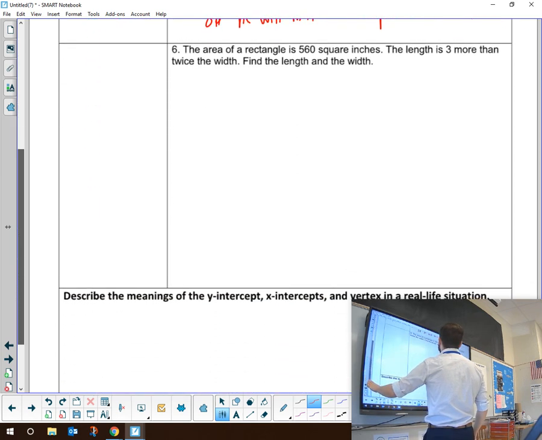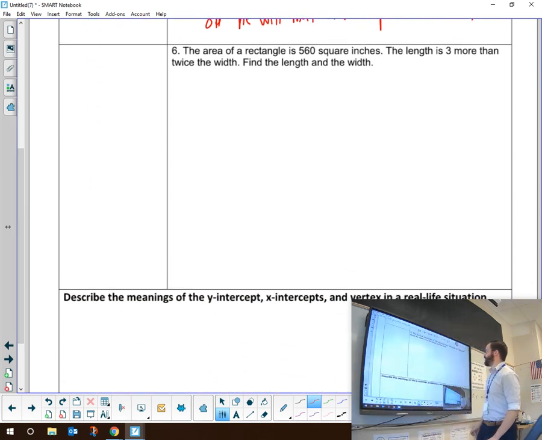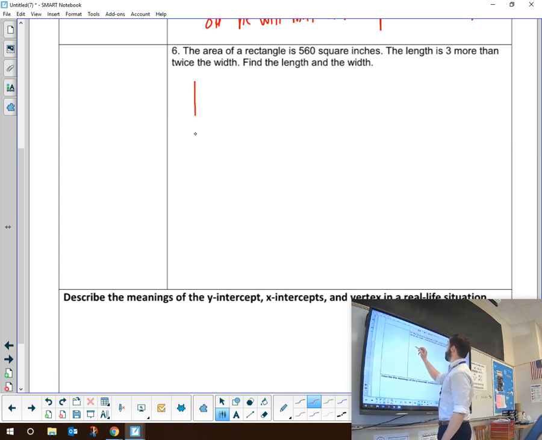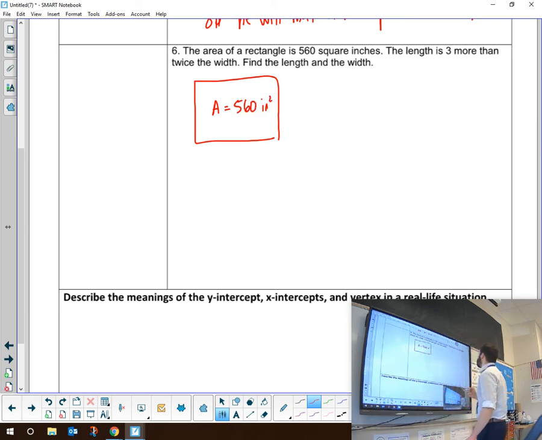Number 6, the area of a rectangle is 560 square inches. Let's draw that out here. Here's my rectangle. The area equals 560 inches squared. Okay, the length is 3 more than twice the width. So here's the width. So twice the width plus 3 is going to be what my length is. If I multiply those two together, it's going to have to equal my area.